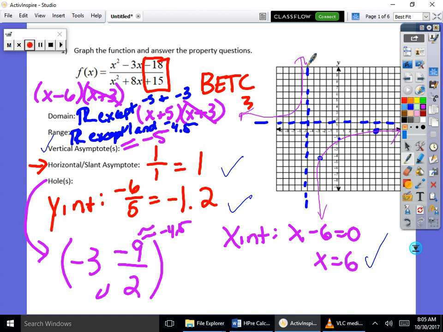Correct. So if you remember, the numerator gives me the x-intercept. The denominator gives me the vertical asymptote. The constants give me the y-intercept. And the power of the first term gives me the horizontal. It tells me what case. Is it a Bob's, a Botu, or a Betsy?